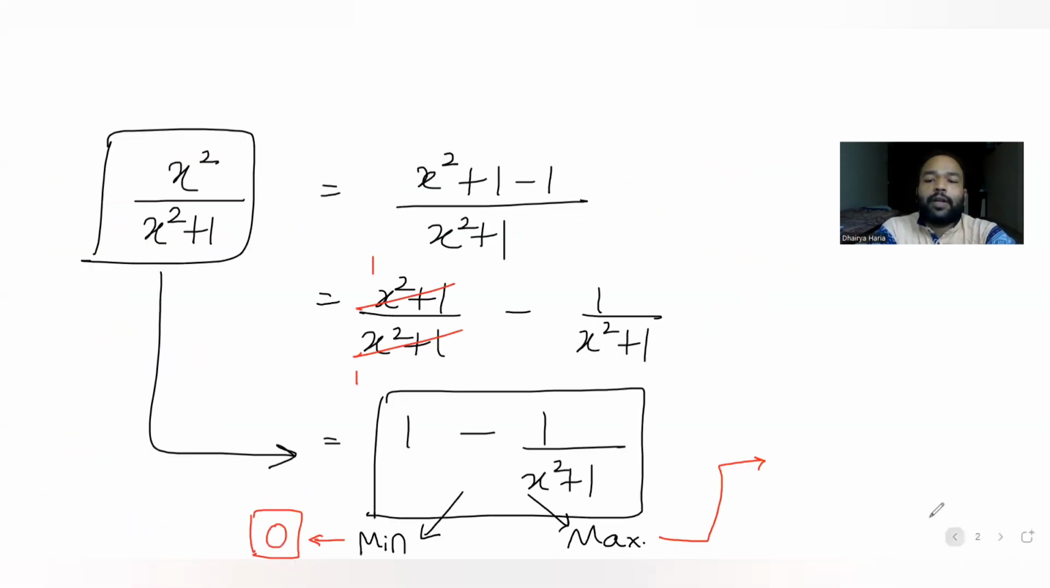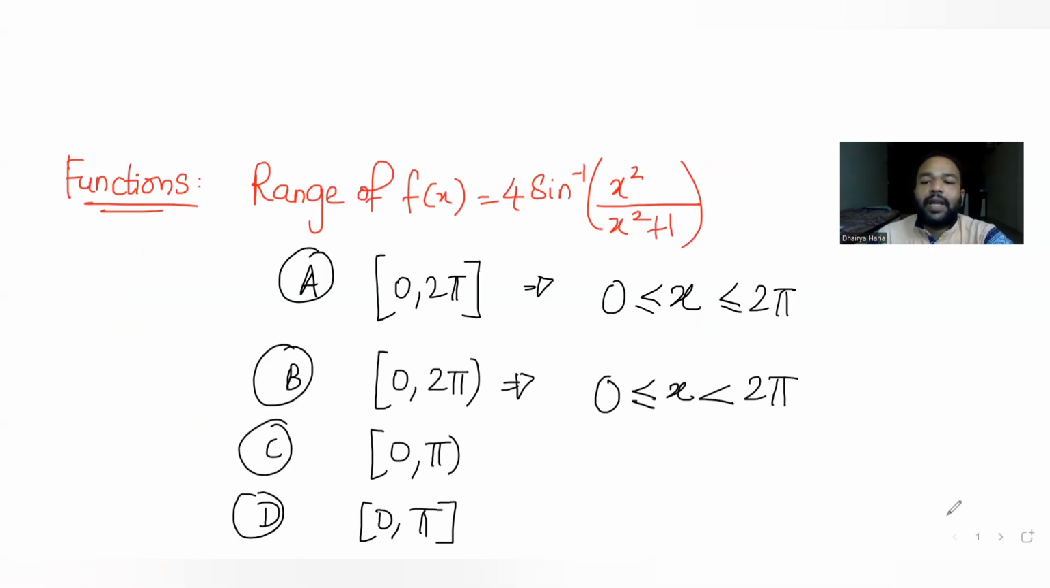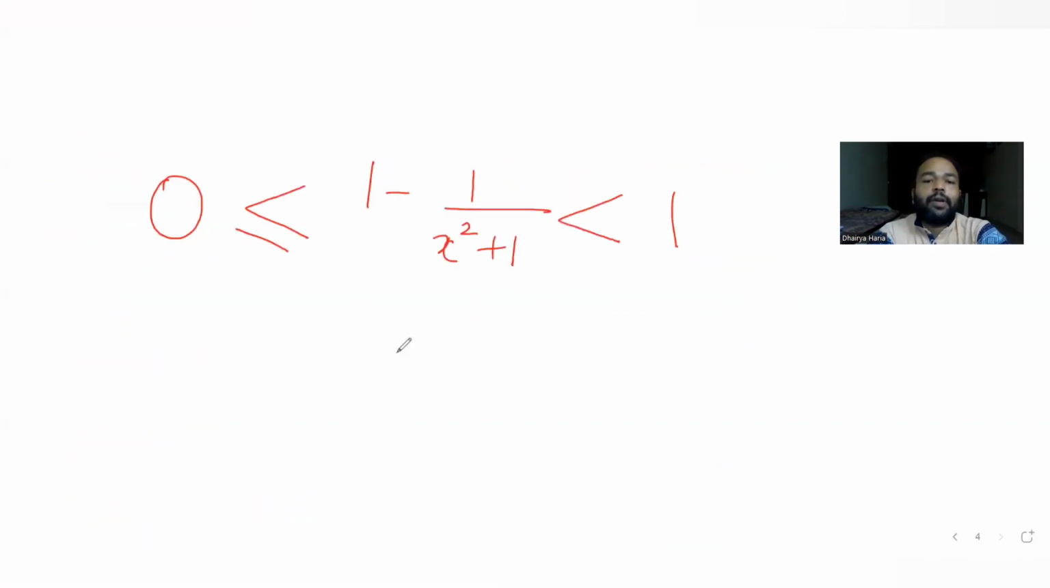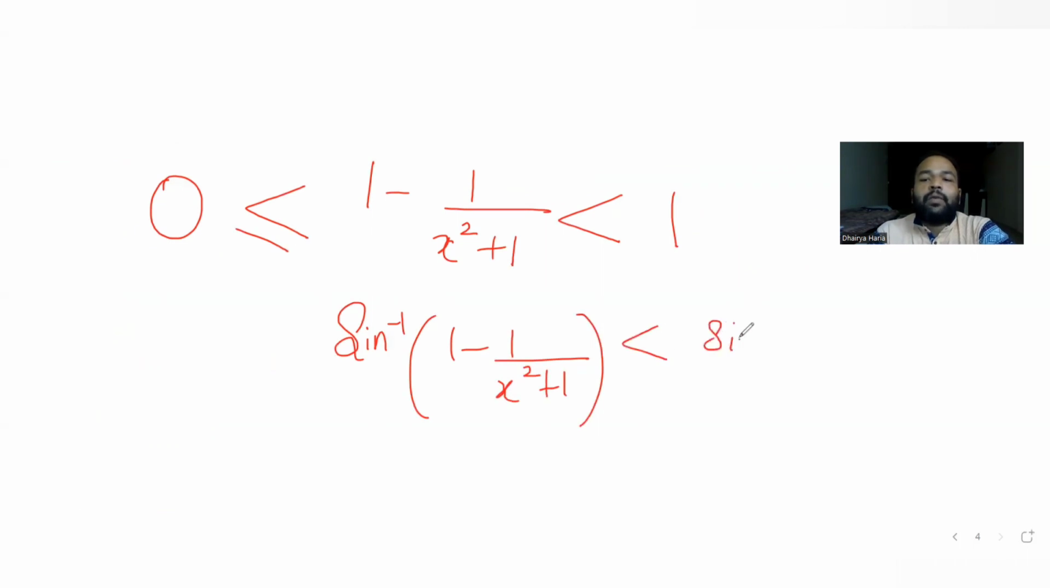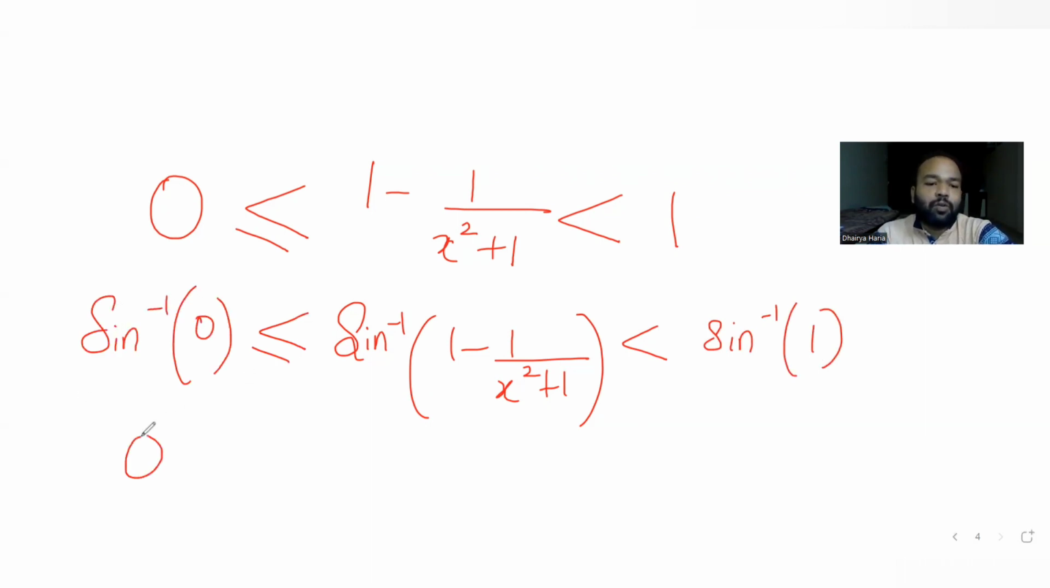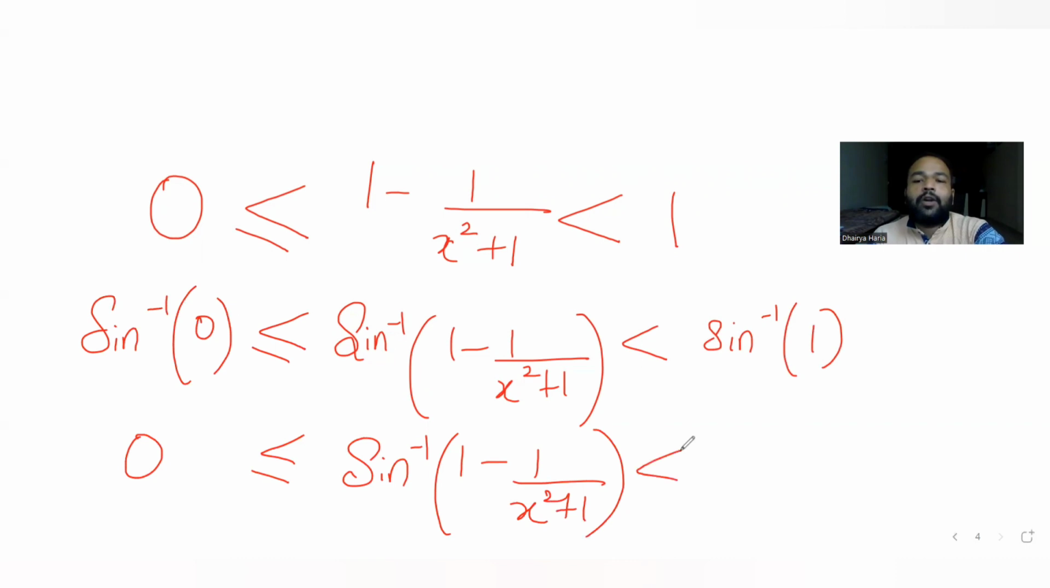Now what I have been told here is you have to use the idea of sine inverse. So if I take sine inverse on both sides, I get sine inverse of 1 and sine inverse of 0. So we know sine inverse of 0 is still 0. So I get 0 and sine inverse of 1 minus 1 upon x square plus 1. And here you have sine inverse of 1, and that 1 occurs for the angle of pi by 2 radians.